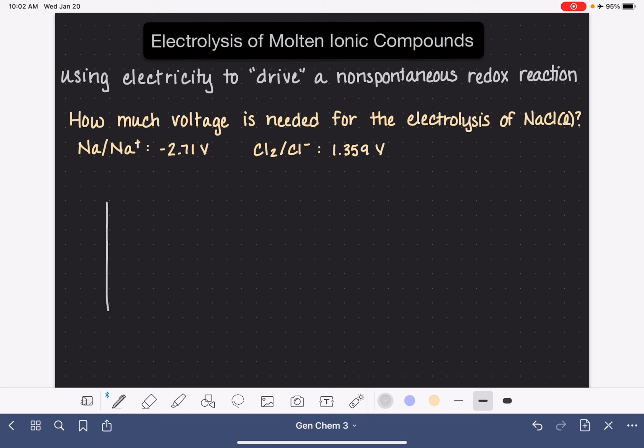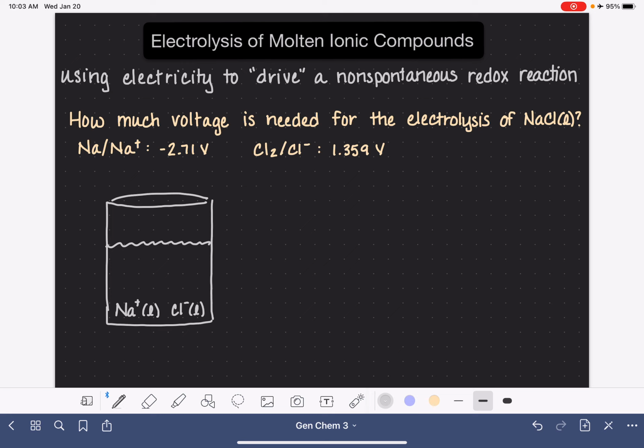So we're going to use a beaker that can withstand really high temperatures, because it takes quite a bit of heat to liquefy sodium chloride. We fill it with solid sodium chloride, and then we apply a ton of heat that is going to liquefy the NaCl. The sodium ions and the chloride ions are going to separate from each other, just like we would expect in a regular solution. So we're going to have sodium ions in the liquid state, and chloride ions in the liquid state as well.